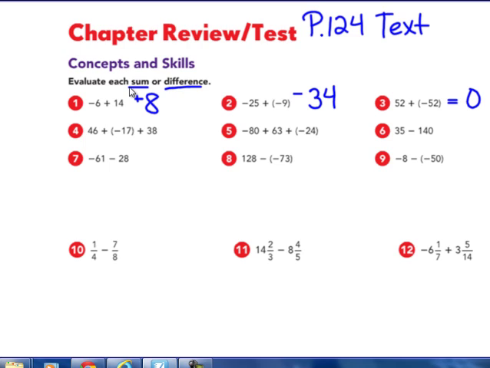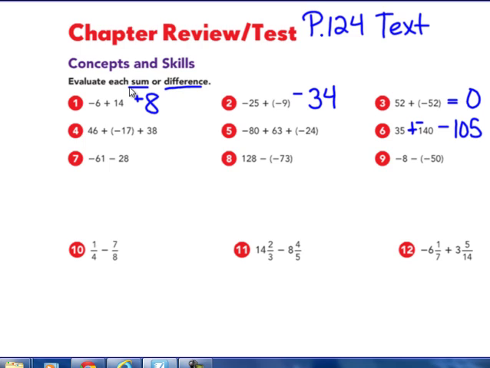I'm going to skip down to number 6. This is my first subtraction problem. 35 take away 140. In subtraction, we're going to change that to keep the first integer, add the opposite of the second integer. That was a positive 140. Now it's a negative 140. Different sign, subtract. So 140 take away 35 gives me 105. So my answer is -105.